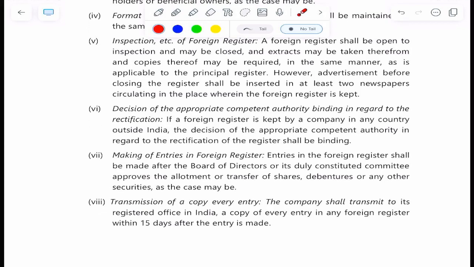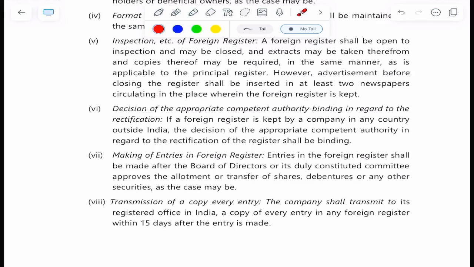Decision of the appropriate competent authority binding in regard to the rectification. If a foreign register is kept by a company in any country outside India, the decision of the appropriate competent authority in regard to the rectification of the register shall be binding.